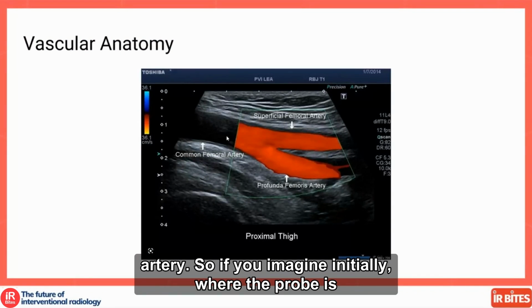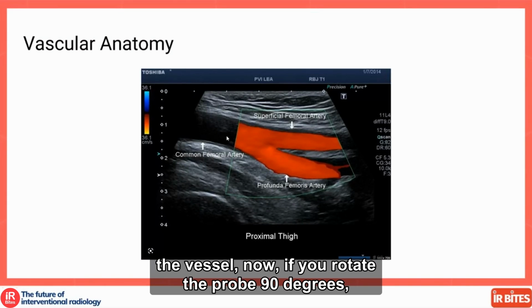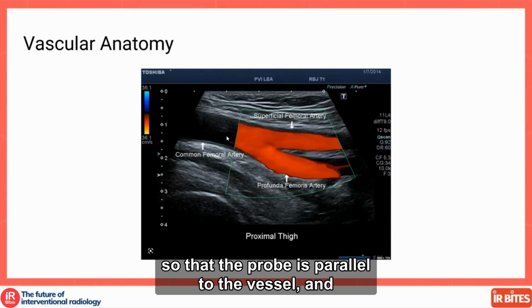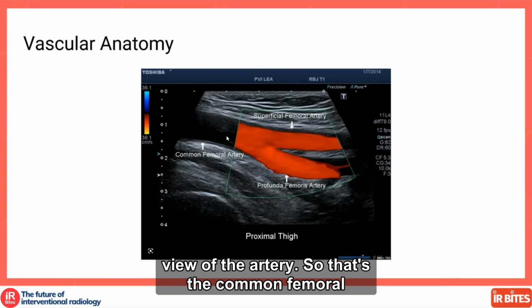Now this is a long axis, or longitudinal, view of the common femoral artery. If you imagine initially the probe is perpendicular to the vessel, now if you rotate the probe 90 degrees so that the probe is parallel to the vessel, this is the view you will get, an elongated view of the artery.